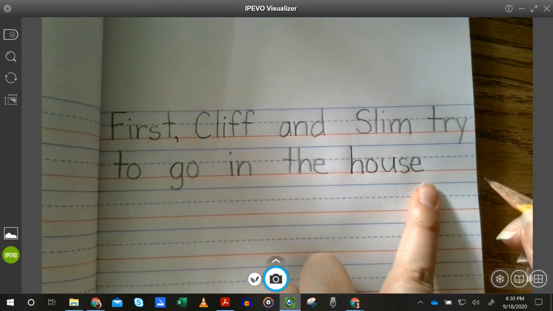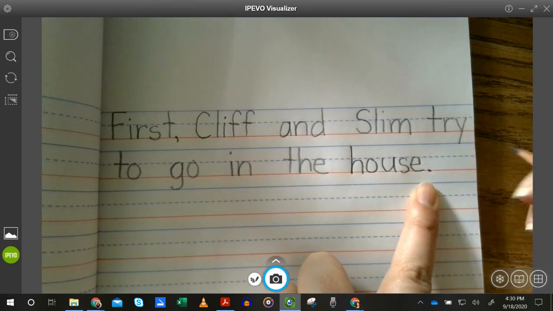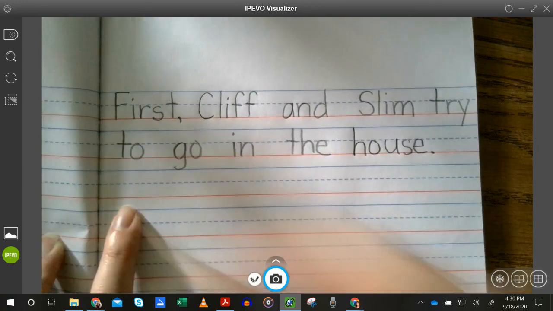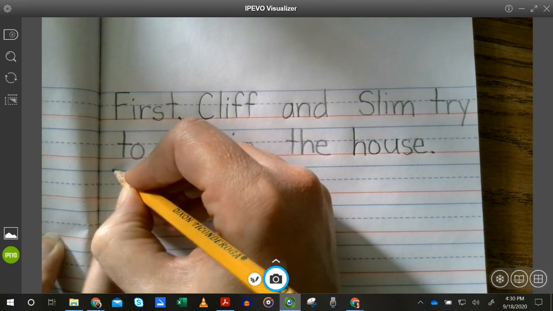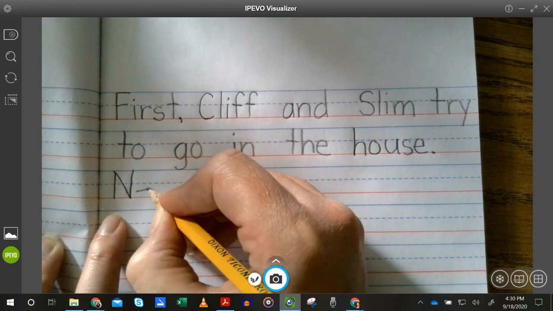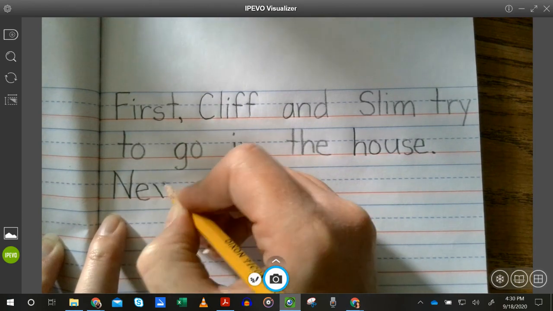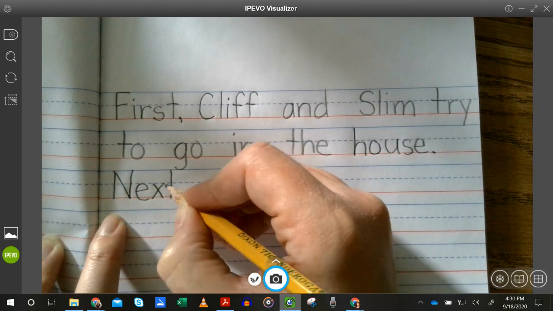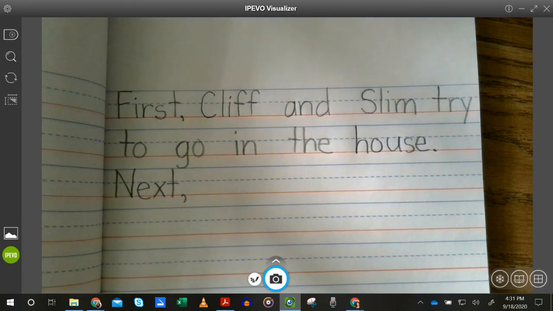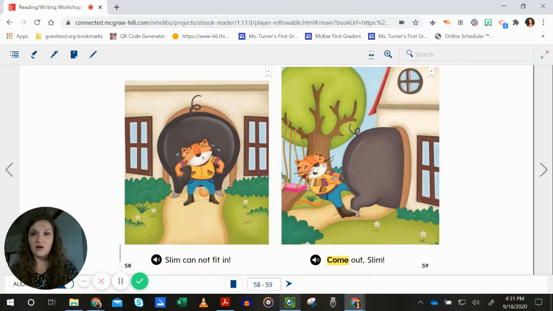What do we do when we end our thinking? We put a period. Now, if you are ready for a challenge, then you would write another sentence to share what happened next. So I'm going to put next here, but I only want you to put next here if you're going to give yourself a challenge to write a sentence on your own. Next, comma, you could tell me the second thing that happens in the story. You can always go back to the story and listen to it again to check your thinking. But for now, let's just take a peek at the pictures.